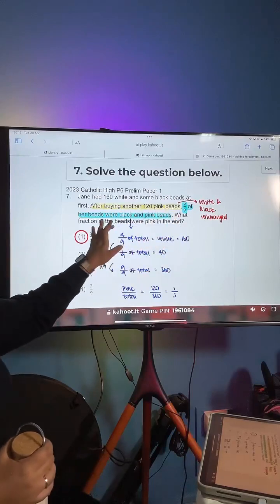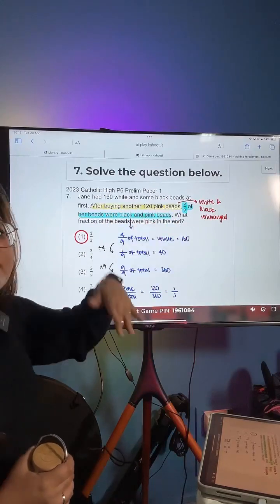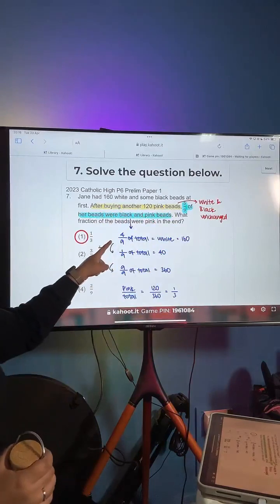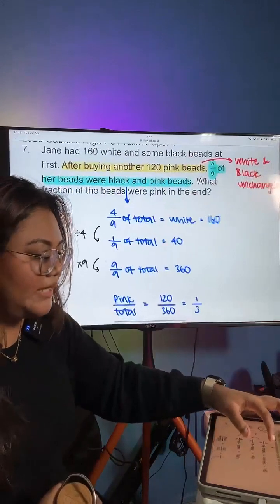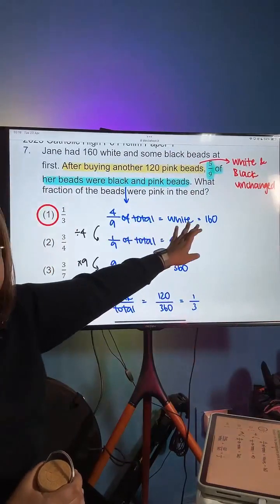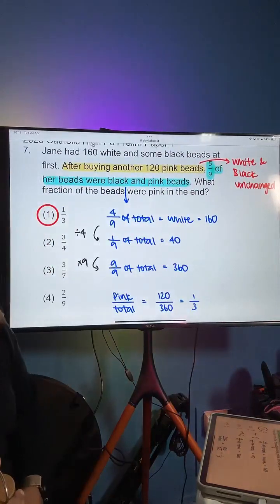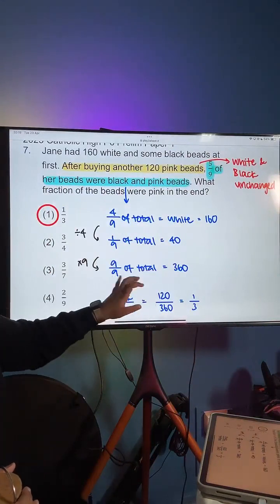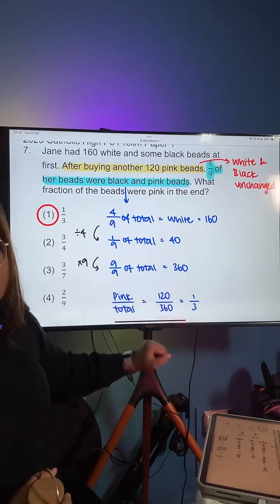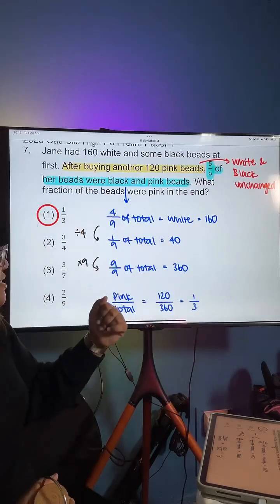Now, if 5/9 is black and pink, the remaining 4 out of 9 must be the white. And white is unchanged, so it's 160. Once again, white unchanged, so it's 160, 4 out of 9 of the total. From here, you find 1 out of 9, divide 4 throughout, you get 40. Times 9, you will get 360. So the total at the end is 360.